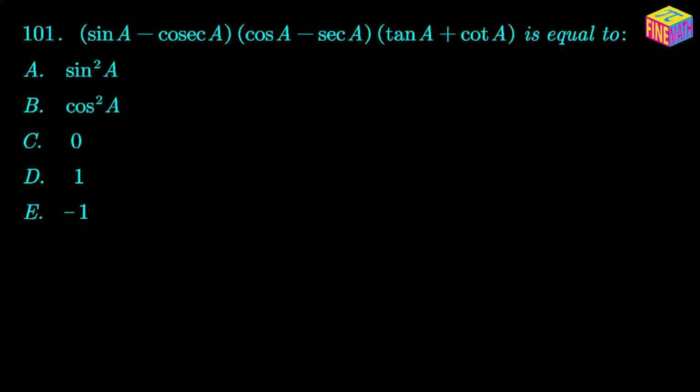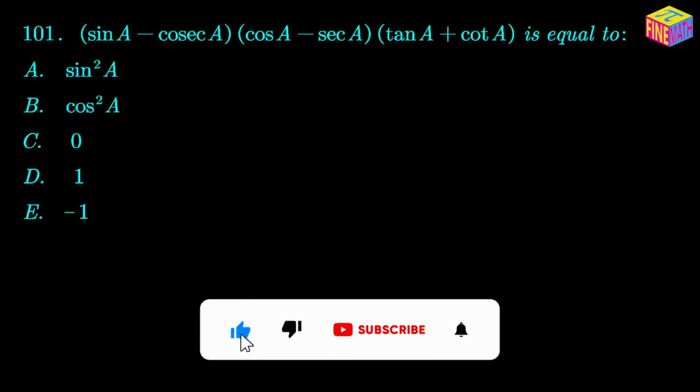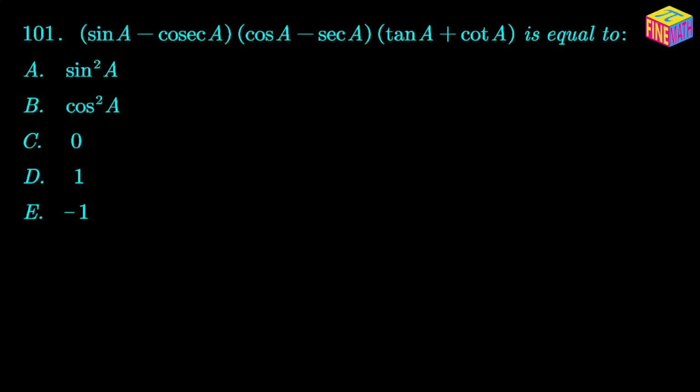So let's get started. Here the question says that (sine of A minus cosecant of A) times (cosine of A minus secant of A) times (tangent of A plus cotangent of A) is equal to which of the following 5 values? So it's a product of 3 factors and we have to find out what this product is equal to. Let's make a quick note of the question here.